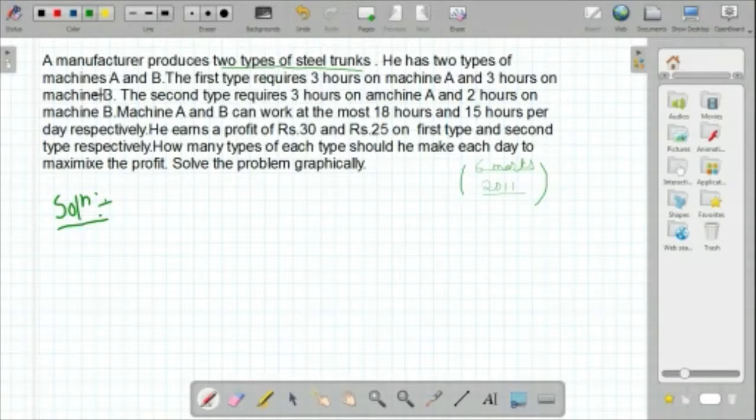Okay, for now let's continue with our solution. A manufacturer produces two types of steel trunks, right? Two types of steel trunks, right?